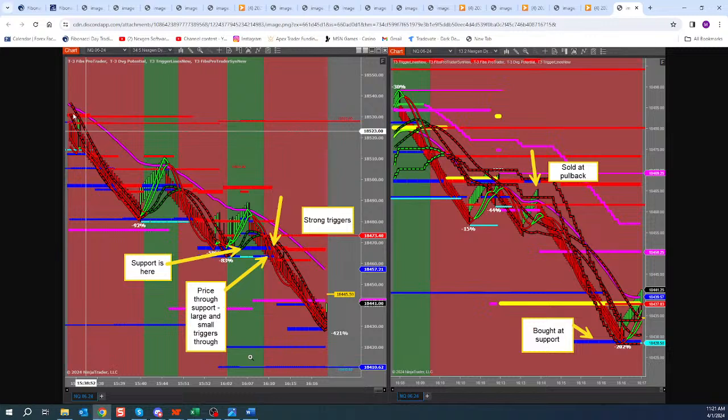All right, support is here. Price through support, small and large triggers through. Maybe not. Let me see where your entry is, Jen. 65, 65. So you're in right here, right? Not where the arrows are? You're in on the 50-50 trade? Am I reading that correctly?